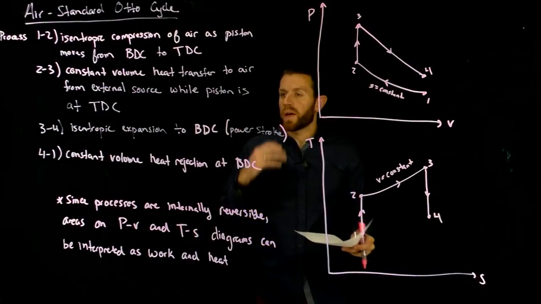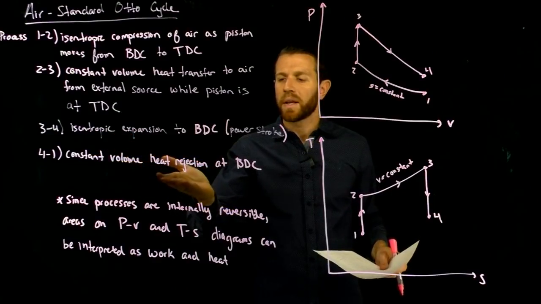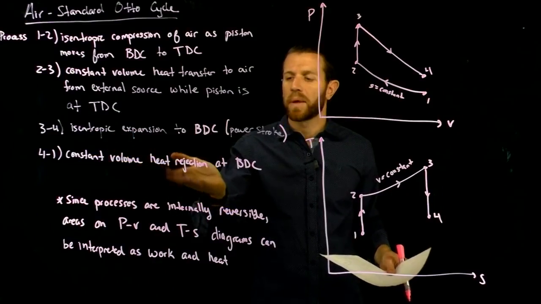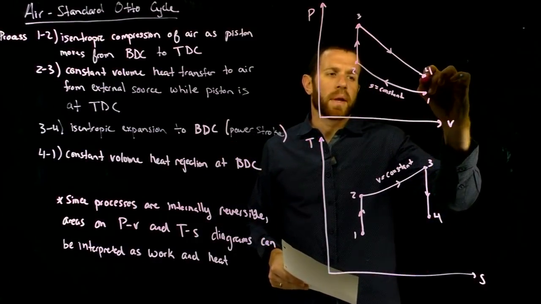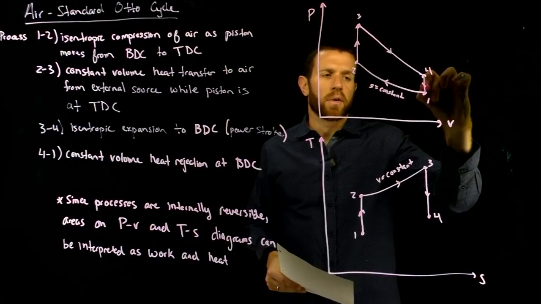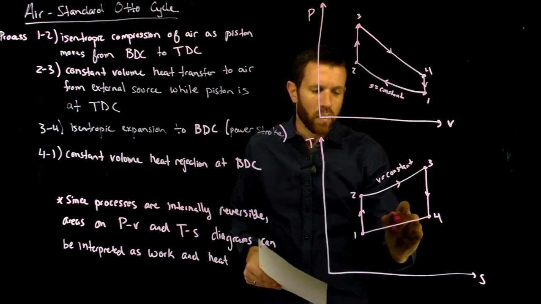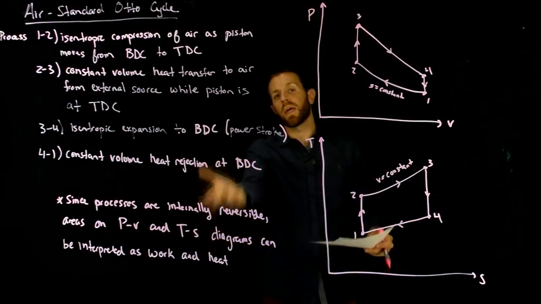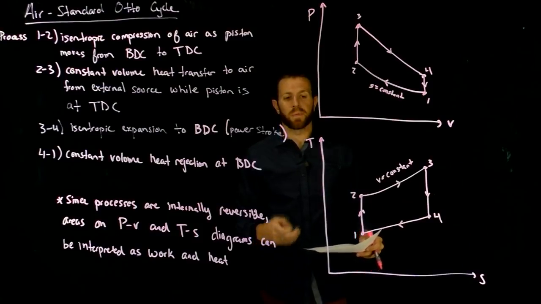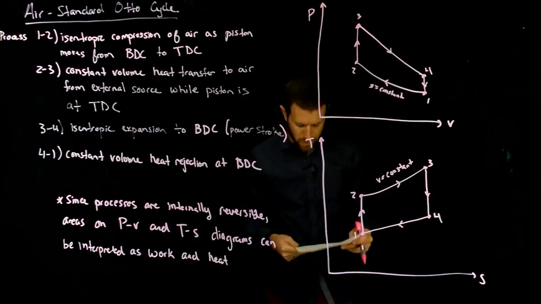And finally, while the piston is at the very bottom of the cylinder, we have constant volume heating, or cooling rather, constant volume heat rejection at bottom dead center. So our volume is going to remain constant, and our pressure is going to go down. We're going to have a decrease in entropy because, again, we're pulling heat away from our system. So we're going to drop temperature a bit and also pull away some entropy.